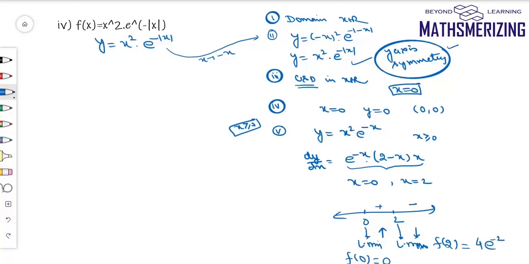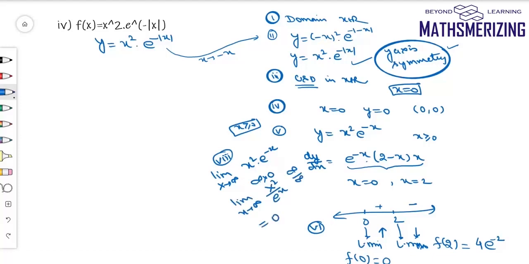Now I'll find the limits also. Because I'm taking the reflection of right on left, I'll just need to find one limit, which is limit x tends to infinity. So I identify the form infinity times e to the power minus infinity, which is an indeterminate form. So I'll write it as x square upon e to the power x, which is infinity upon infinity form. So if I differentiate it twice, I'll get this limit as 0.